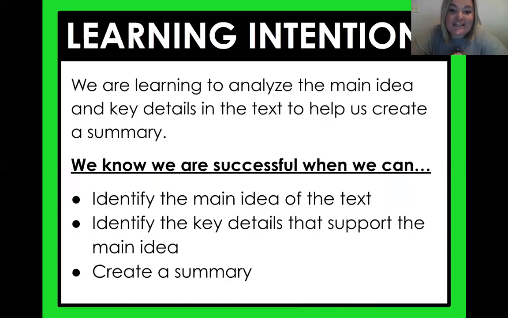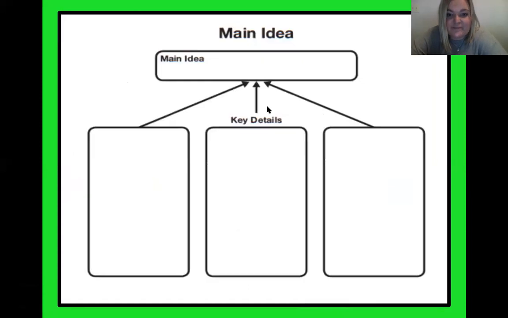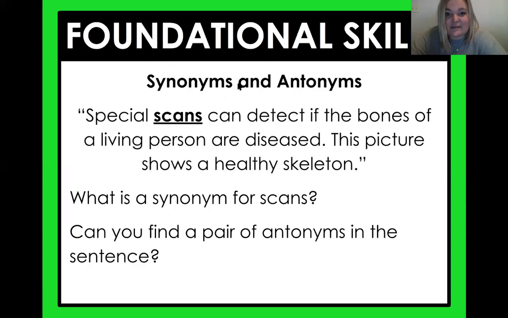So our learning intention is, well, we're learning to analyze the main idea and key details in the text to help us create a summary. So we know we are successful when we can identify the main idea of the text, identify the key details that support that main idea, and then we can use that to create a summary. So again, we're going to use this to organize our thoughts first and then make that into a summary.